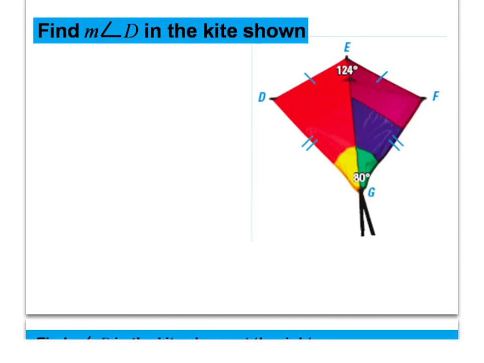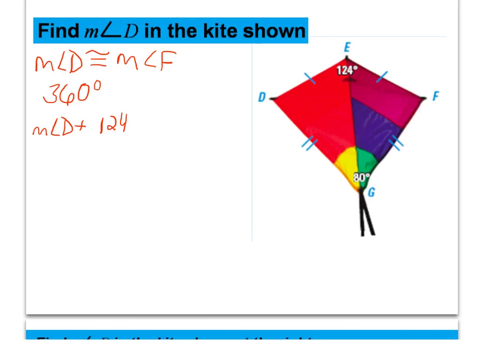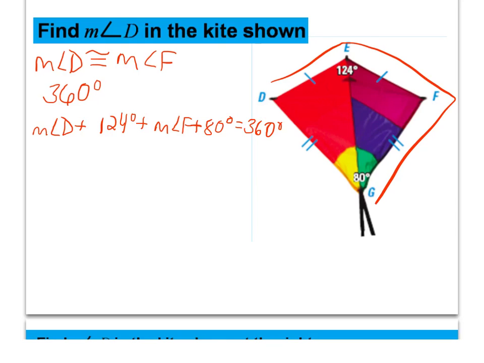The last example deals with a kite, and we're asked to find the measure of angle D. What I can notice right off the bat is that the measure of angle D must be the same as the measure of angle F. And we also know that the sum of all of the interior angles of any quadrilateral is 360 degrees. So I have that the measure of angle D plus 124 degrees plus measure of angle F plus 80 degrees is equal to 360 degrees. I've basically gone around and added up all of the interior angles of this kite.